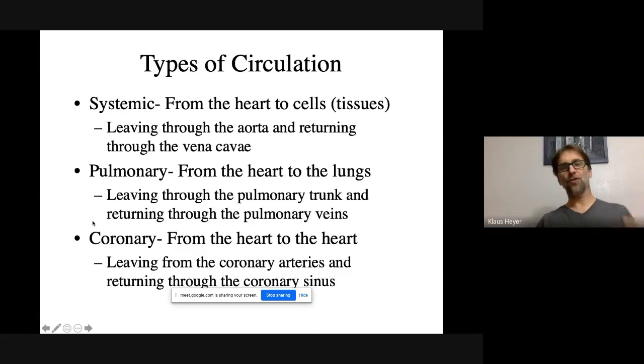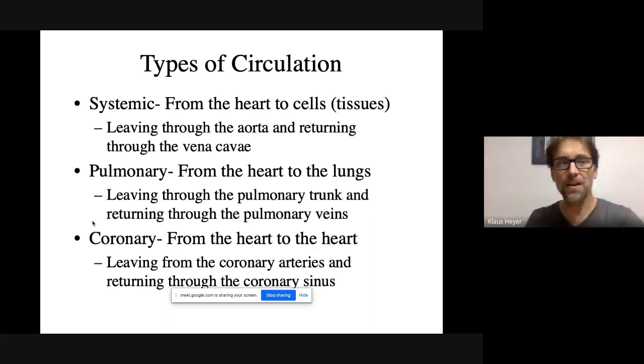So let's talk about circulation. We've already gone over two types of circulation, systemic and pulmonary. Systemic circulation is when the heart feeds all the cells with oxygen, and then it's the return of that blood back to the heart through the superior and inferior vena cava. Pulmonary circulation is just from the heart to the lungs and back to the heart again. So out through the pulmonary trunk, which becomes the pulmonary arteries, back to the pulmonary veins.